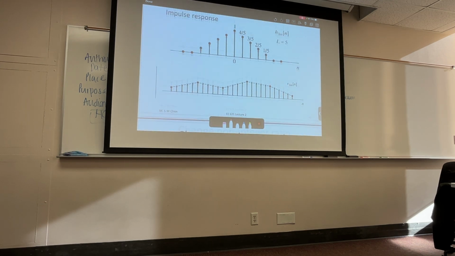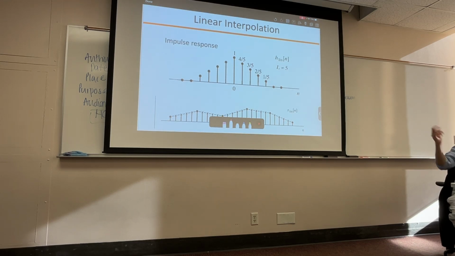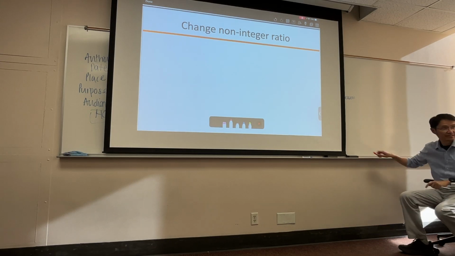Now we've talked about upsample and downsample, and you can see that no matter how I do the downsample or upsample, it's always an integer number. Can I do a non-integer number? Sure. For example, I want to change the sample rate to 2/3. Yes, you can, as long as you can express that as a fraction.